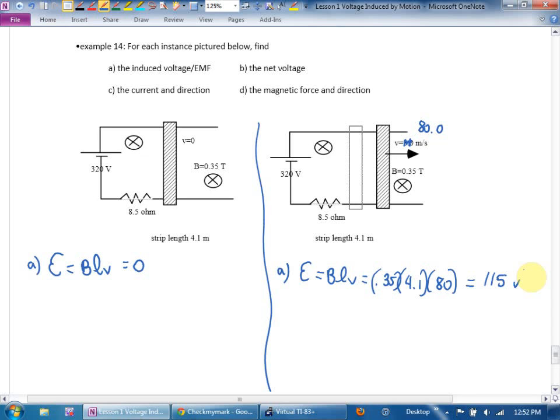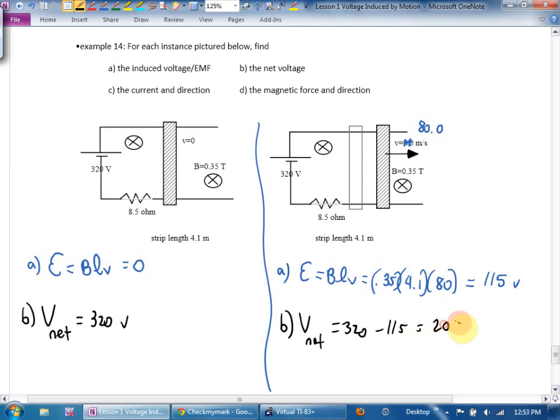B. What's B want us to find? The net voltage. What's the net voltage in the first situation? It's meant to be really easy. 320. What's the net voltage in the second situation? Well, our source is 320, but we got 115 in the opposite direction. 205? So still some voltage left. If we have a long enough railing, this can still go faster.